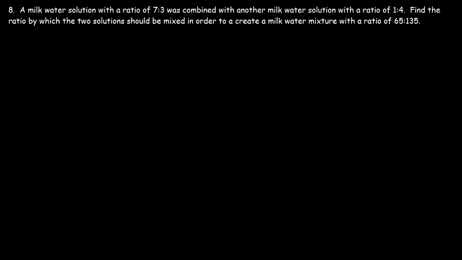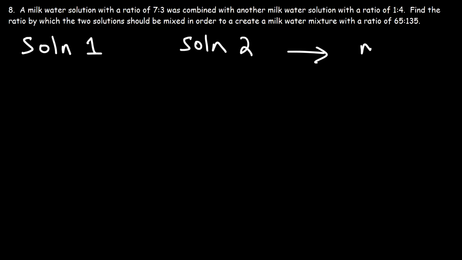A milk-water solution with a ratio of 7 to 3 was combined with another milk-water solution with a ratio of 1 to 4. Find the ratio by which the two solutions should be mixed in order to create a milk-water mixture with a ratio of 65 to 135. So let's write down what we know. Here we have solution 1, and we're going to mix it with solution 2, and that will give us the mixture.